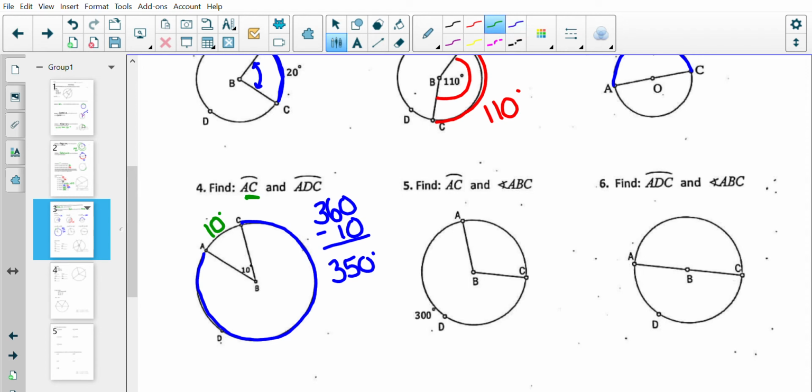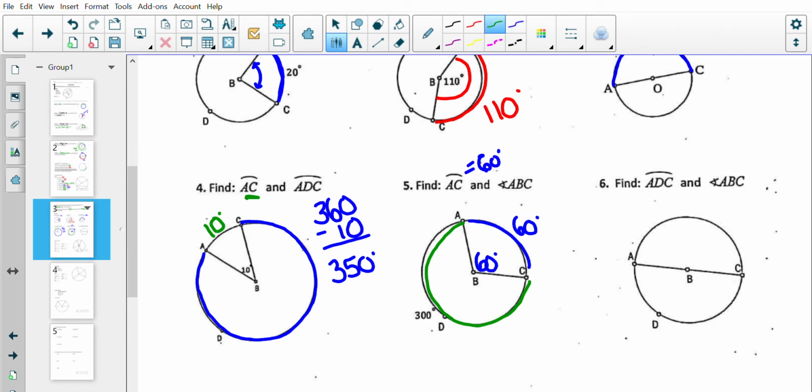So this time I'm working a little bit backwards. I'm telling you that the major arc ADC is 300. So to complete the circle, the minor arc A to C has to be 60, right? Because a whole circle is 360 degrees. And that means the central angle ABC has to be the same as the arc it's eating, so that's also 60 degrees.